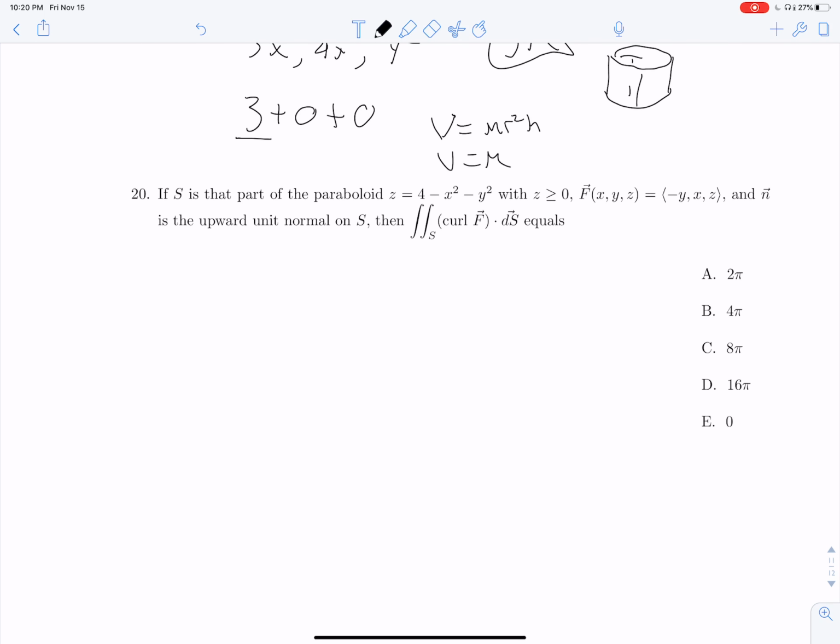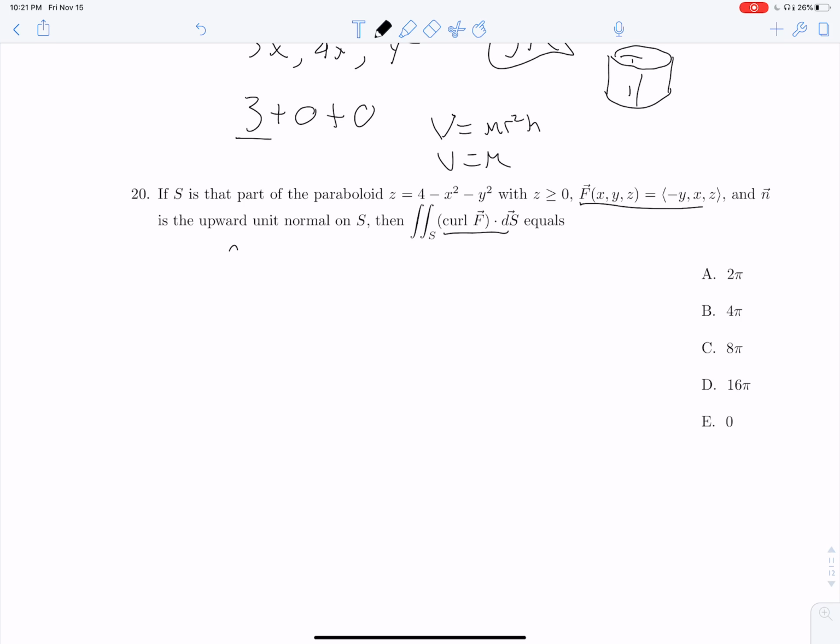Okay, so if S is part of the paraboloid, where z is greater than or equal to 0, and we're given F, our normal vector is the upward pointing normal vector, then we're looking for curl F dS. So whenever you see curl F dS, that's an indication that it is time usually for Stokes' theorem.